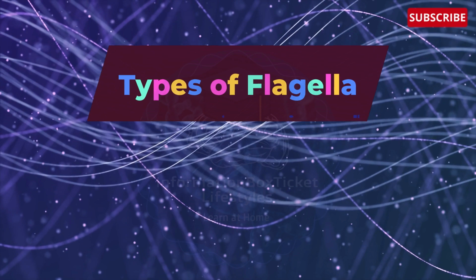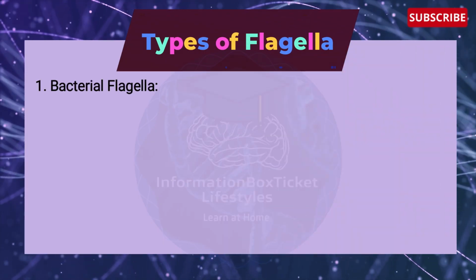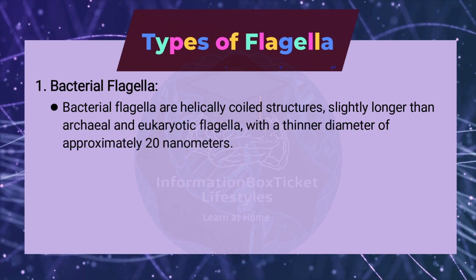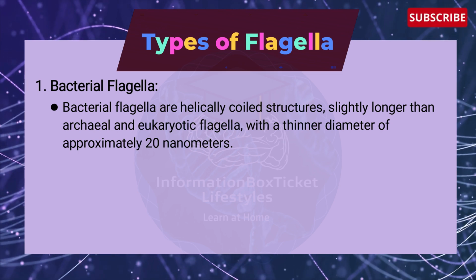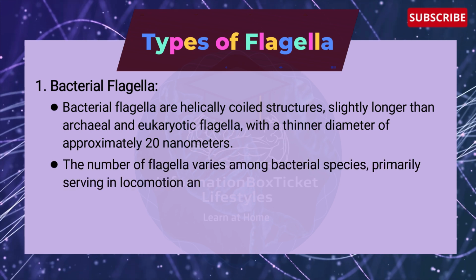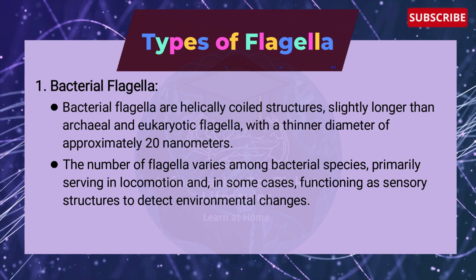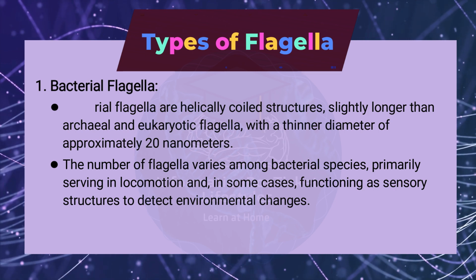Next, types of flagella. Number 1. Bacterial flagella. Bacterial flagella are helically coiled structures slightly longer than archaeal and eukaryotic flagella, with a thinner diameter of approximately 20 nanometers. The number of flagella varies among bacterial species, primarily serving in locomotion and in some cases functioning as sensory structures to detect environmental changes.